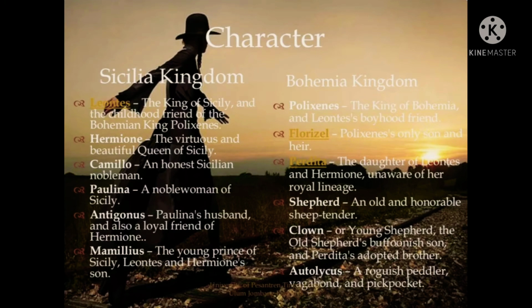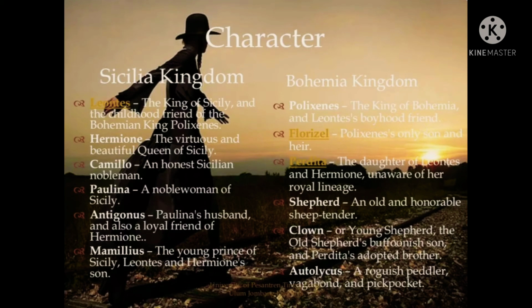Camillo, an honest Sicilian nobleman who was very loyal towards Leontes. Paulina, a noblewoman of Sicilia, and she was very loyal to Hermione, the queen of Sicilia. Antigonus is Paulina's husband and also a loyal friend of Hermione and Leontes. Mamilius, the young prince of Sicily, is Leontes and Hermione's son.